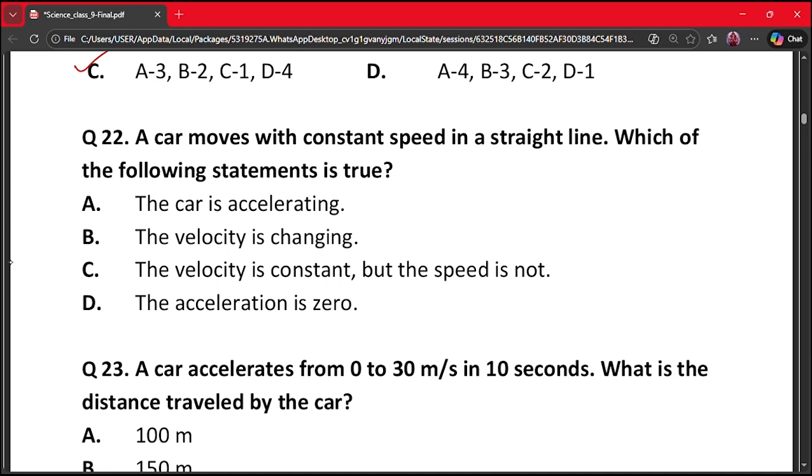Our next question is question number 22. A car moves with constant speed in a straight line. Which of the following statements is true? A. The car is accelerating. B. The velocity is changing. C. The velocity is constant but the speed is not. D. The acceleration is 0. Here, if speed and direction both remain constant, acceleration is 0. So the correct answer is option D.